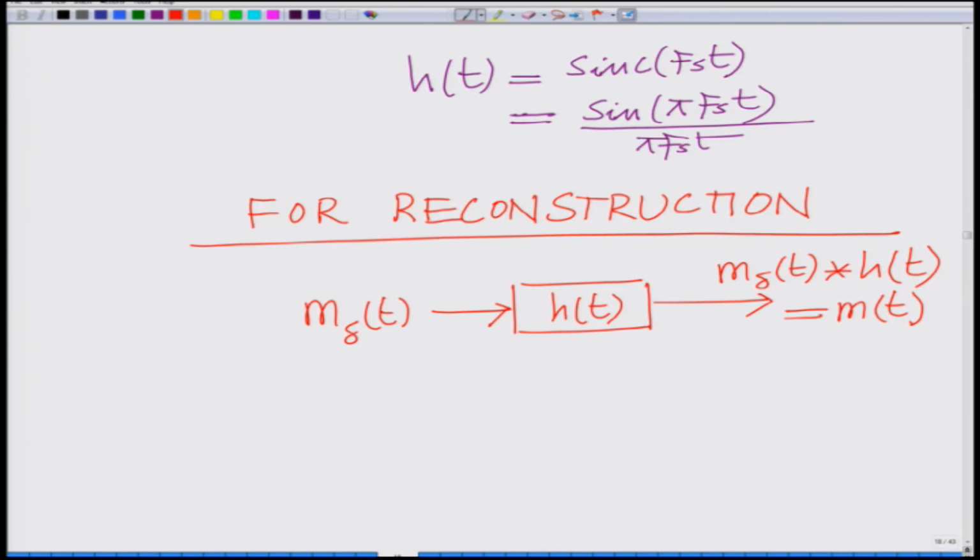There is a component between minus fm and fm, which is simply a replica of the spectrum of the original signal m(t) scaled by Fs. So, we are multiplying by the low pass filter, which has a cutoff frequency Fs by 2, and to account for that scaling, we scale by 1 over Fs, or Ts. That gives us back the original spectrum in the frequency domain.